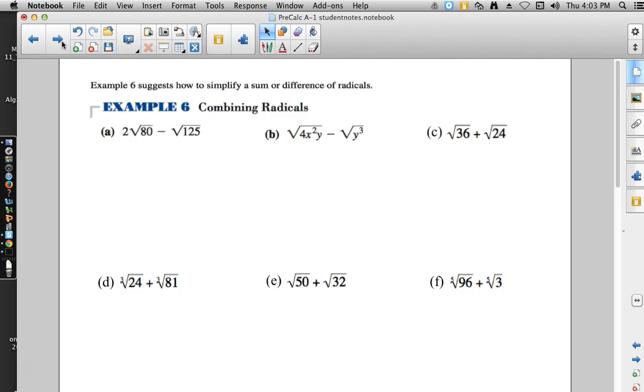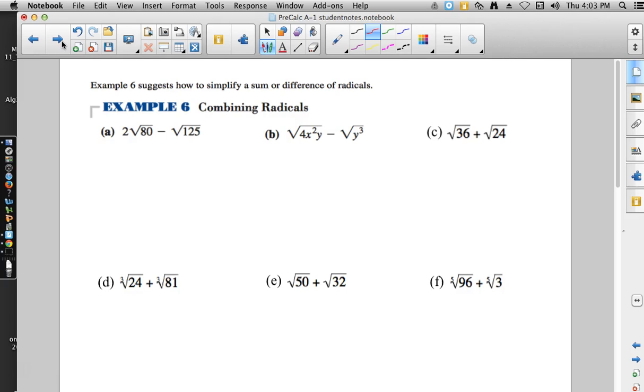Then example 6 is reminding us of some things that you did in Algebra 2, and this would be to simplify in order to combine radicals, because example 6 suggests how to simplify a sum or difference of radicals. We can only, in any algebra, add and subtract like terms. So sometimes we have to do some simplifying first before we can get to those like terms.